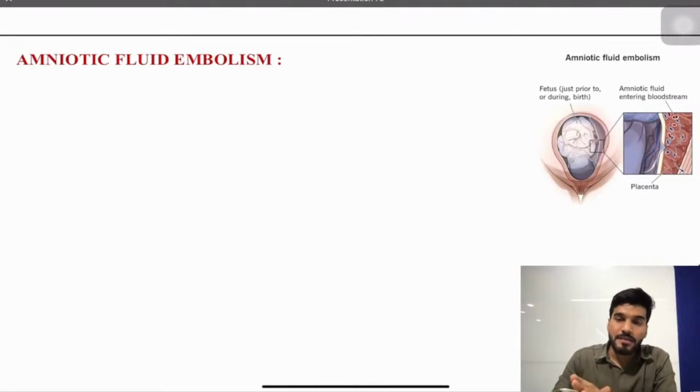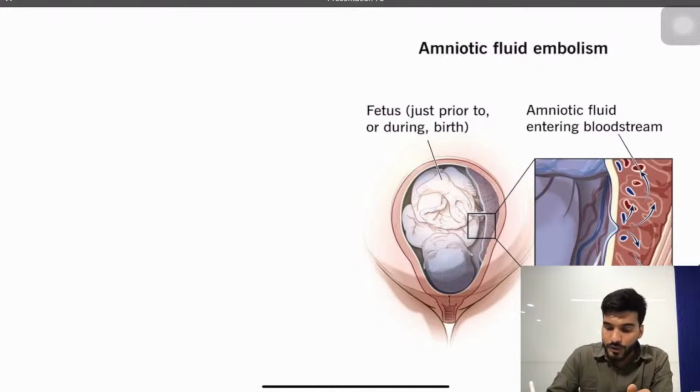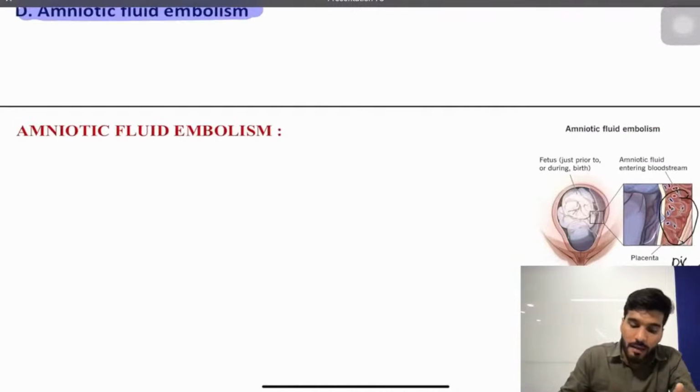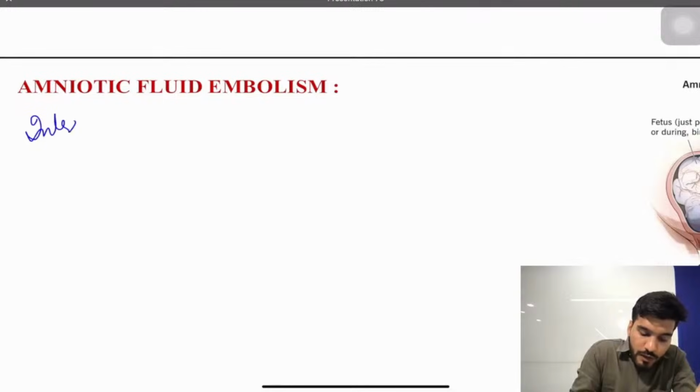Now what exactly happens in this amniotic fluid embolism, my dear students? The contents of this amniotic fluid are entering into the maternal circulation. Now if you look here, amniotic fluid is entering into the bloodstream, and when the amniotic fluid and its contents enter the bloodstream, they go into the maternal circulation and further lead to DIC, which can cause amniotic fluid embolism. So what is amniotic fluid embolism in normal words? Sir, it is an intravascular invasion.